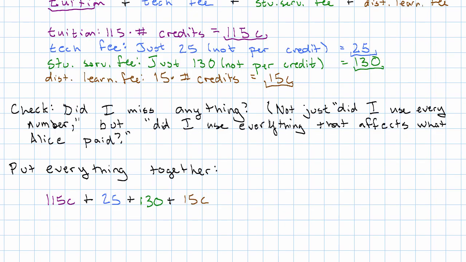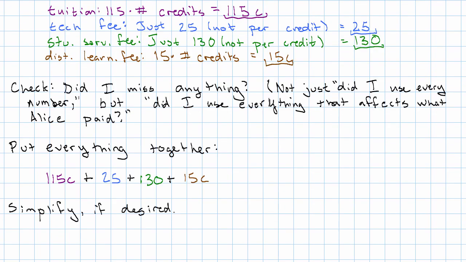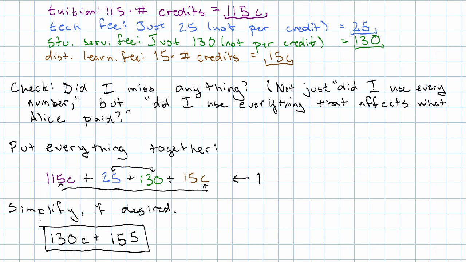My last step, if I feel like it, would be to simplify this expression if I wanted to. All right, I have two C terms. 115 plus 15 is going to give me 130C. I have two constant terms. 25 plus 130 is going to give me 155. At this point, of course, we're already done with the story.